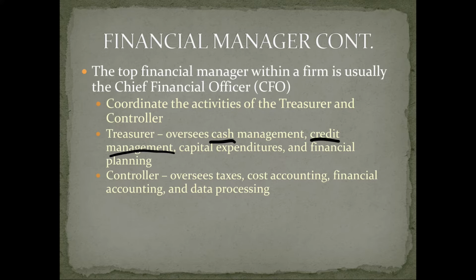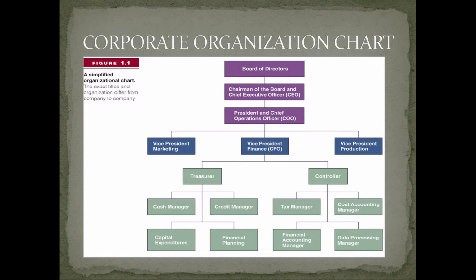So our study in this course is really focusing on the duties of the treasurer. The controller, they oversee taxes, cost accounting, financial accounting, and data processing. So they deal more with the accounting side of things. The key takeaway from this slide is that the top financial manager is often the CFO, and the CFO is trying to answer those 3 questions mentioned previously, and they do so with the help of one key position, which is the treasurer.